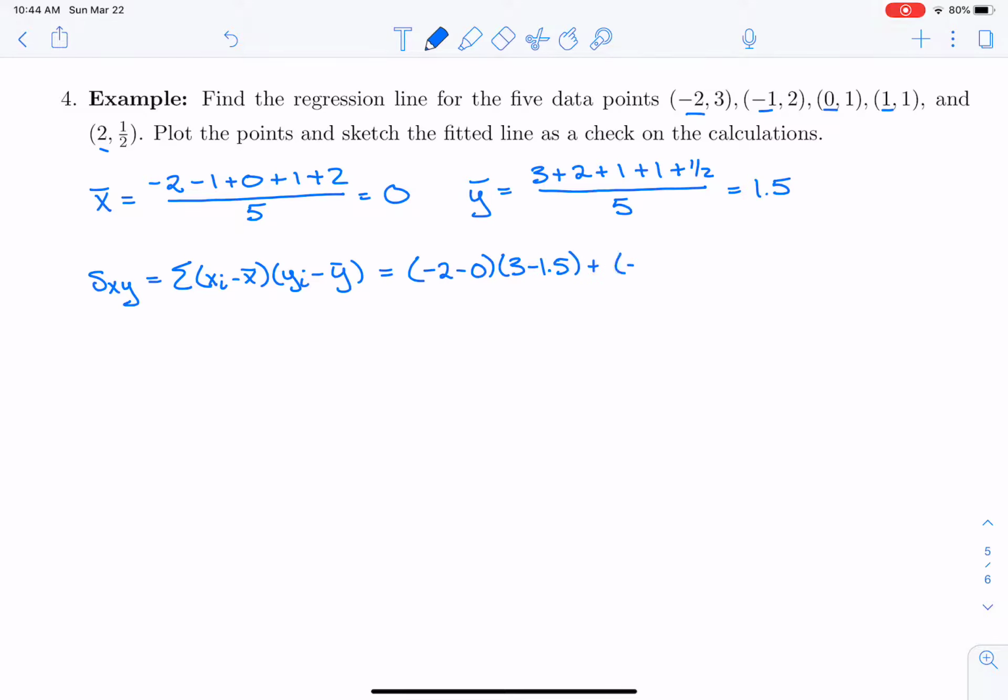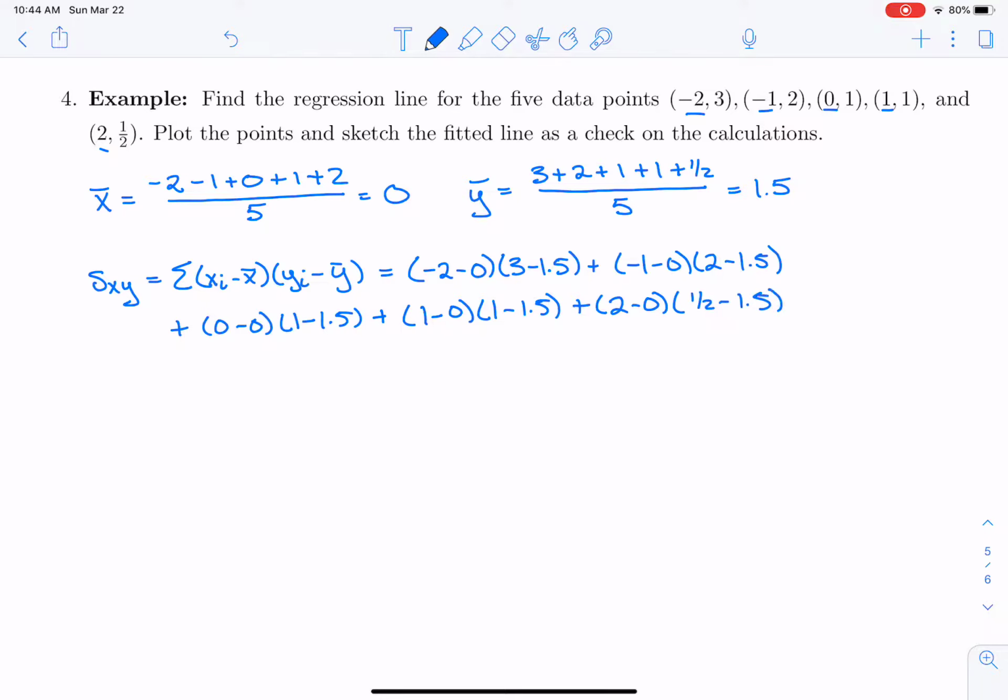Plus -1 minus 0 and 2 minus 1.5. Plus 0 minus 0 times 1 minus 1.5. Plus 1 minus 0 times 1 minus 1.5. And then finally 2 minus 0 times 1/2 minus 1.5. So if we add all of that up, we're going to get -6. So that's S sub xy.